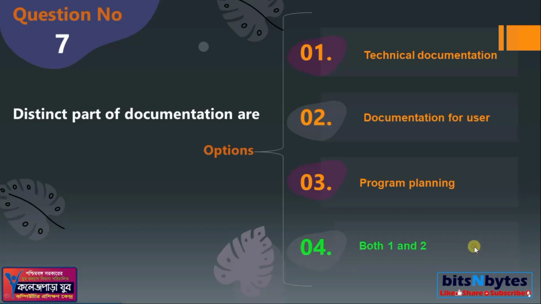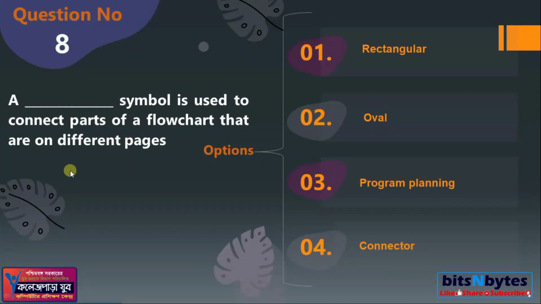Question 8. A dash symbol is used to connect parts of a flowchart that are on different pages. 1. Rectangular. 2. Oval. 3. Program planning. 4. Connector. Answer: connector.